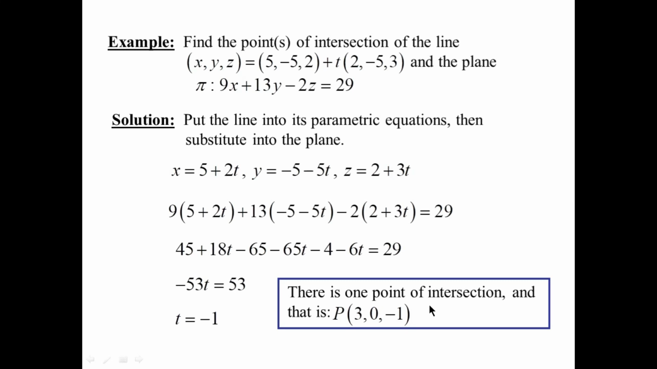This line is piercing through this plane, and it meets it at a single point of intersection 3, 0, 1, which comes from taking -1 and plugging it into the parametric equations. 5 minus 2 is this 3. -5, subtract 5 times -1, which is -5, plus 5 is 0, and 2 minus 3 is -1.